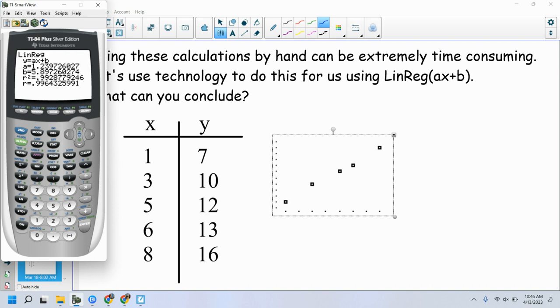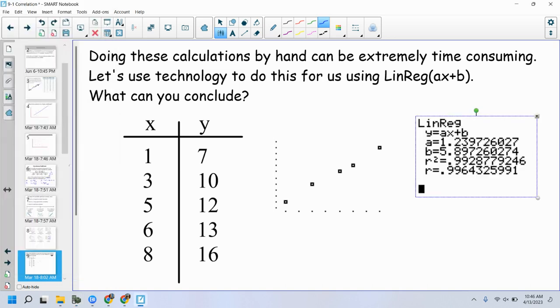Now you might have to hit enter a couple more times because it's going to ask you. The newer calculators say, do you want to use list 1 and list 2? And you want to say yes, use list 1 and list 2, because that's what you plugged in. All right, so here's our information. Now, does anybody not see the R squared and the R value?